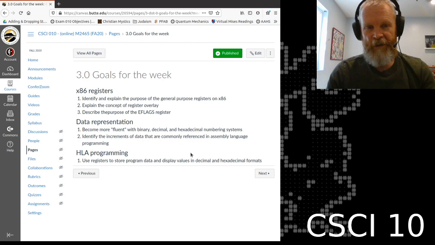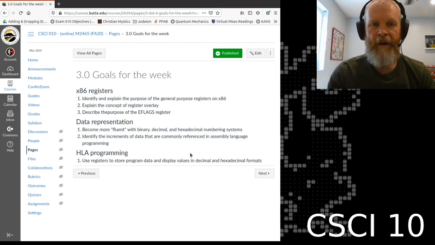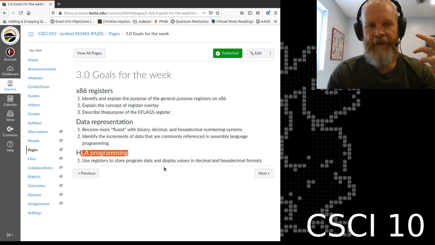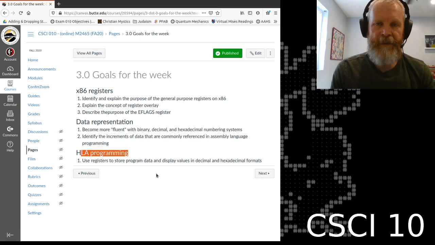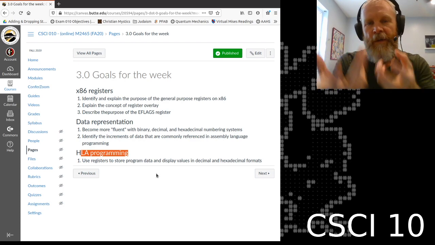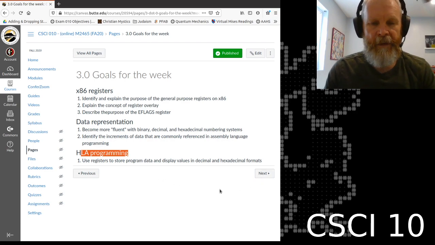Registers. Continue the numbering systems and then add to what we know about how to write HLA programs. The HLA programming in this class is mostly so that we can sort of feel the concepts in software. So we talk about registers. Now let's go write a program where we actually use the registers to do stuff. That's what that's about.